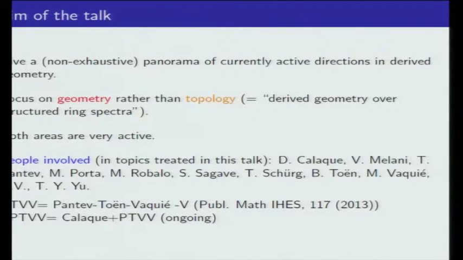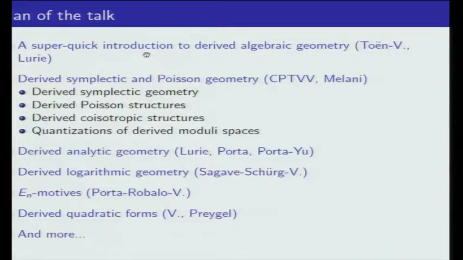And this is a list of people involved in the topics I will talk about. So this is the plan of the talk. I will give a very quick introduction to derived algebraic geometry. And most of the talk will be concentrated on derived symplectic and Poisson geometry. But I would like, time permitting, to give some ideas on other directions, especially derived analytic geometry, and maybe EN motives, which is something quite new.